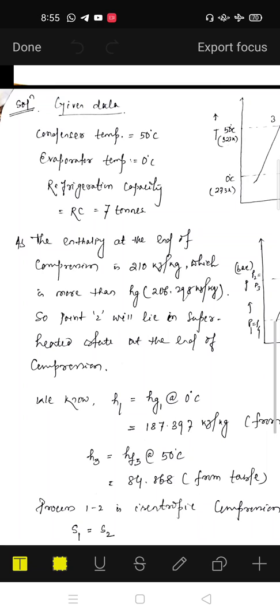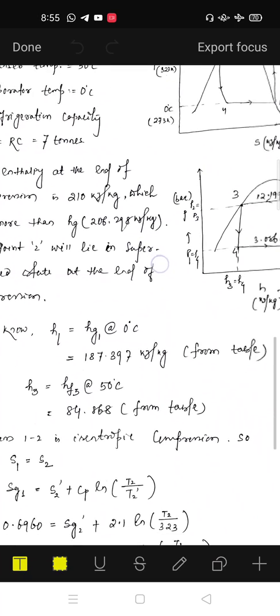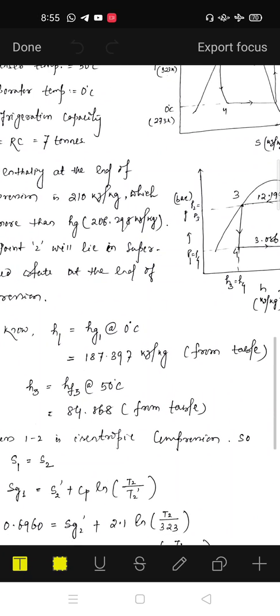Now, as the enthalpy at the end of compression is 210 kilojoule per kg, which is more than the Hg of the table given in the question, it is obvious that point 2 will lie in the superheated state at the end of compression. This is the key point you have to understand. So let's find the enthalpies one by one.